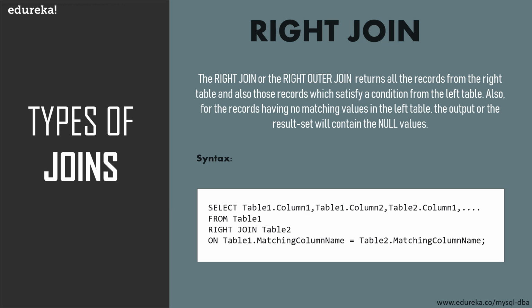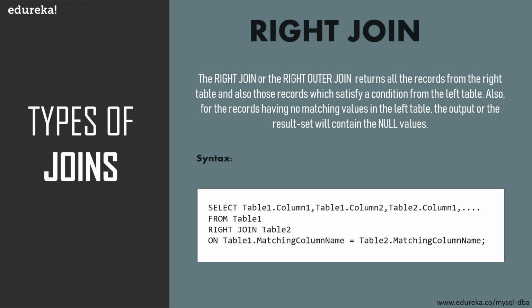Now the syntax of right join, as you can see on the screen, is again really similar to the left join. It's select table1.column1, table2.column2, and so on, basically all the column values from both the tables that you want to retrieve, from table1 right join table2 on table1.matching_column_name equal to table2.matching_column_name. The only difference in syntax, among the three joins you've seen till now, is the word inner, left, or right. Everything else would be the same, so you just have to apply the same logic.